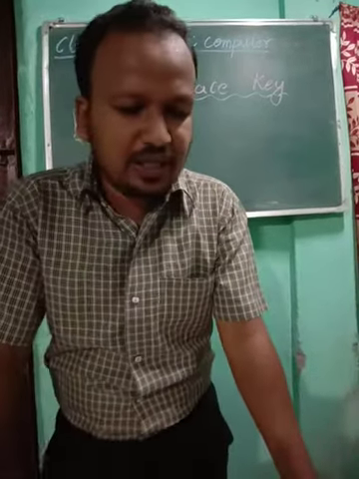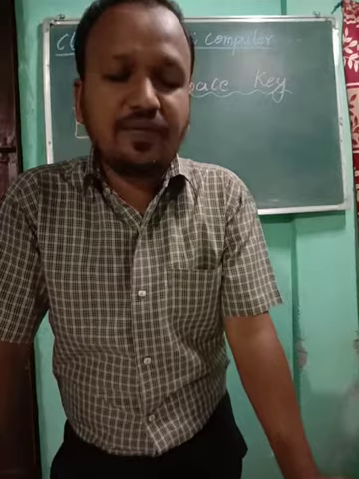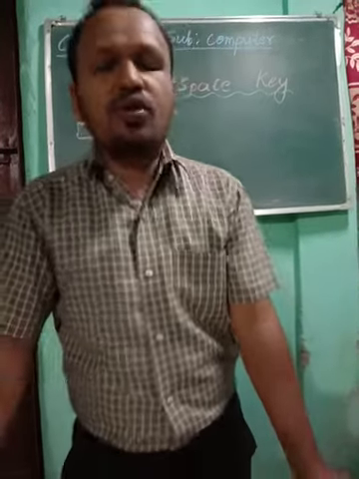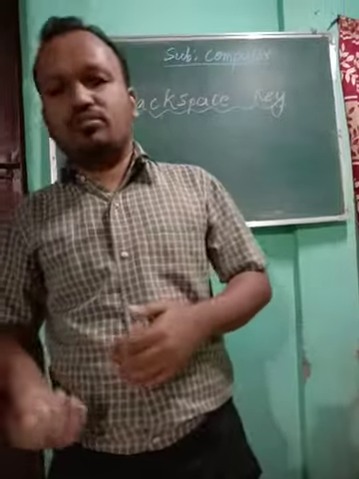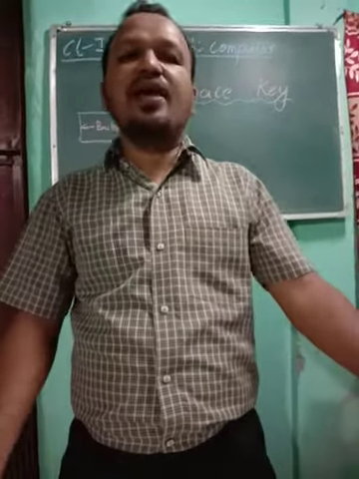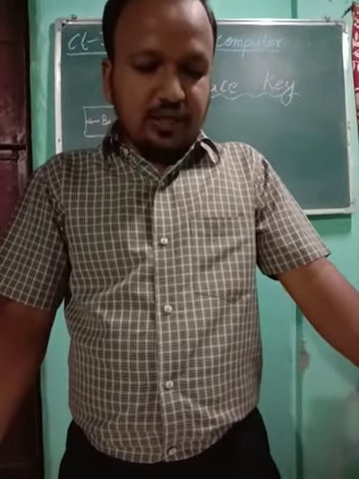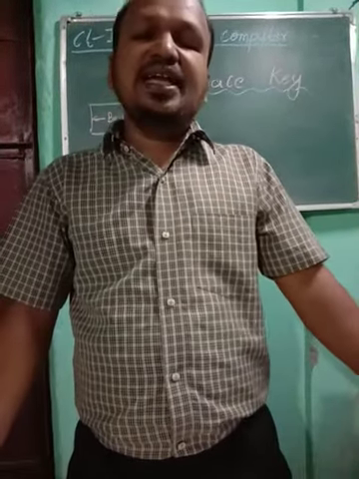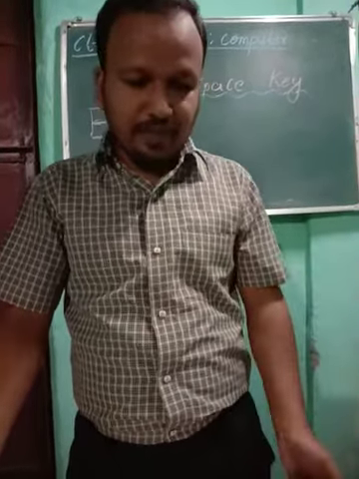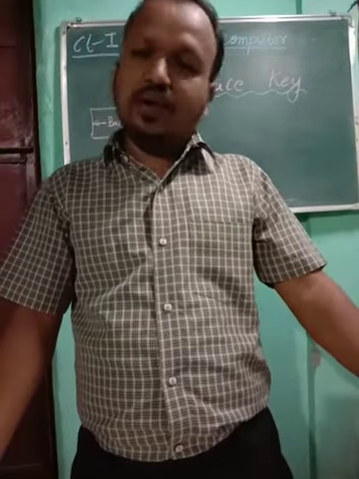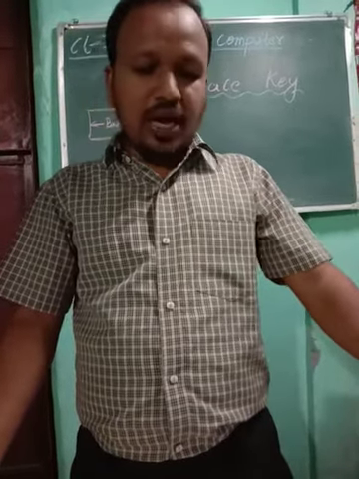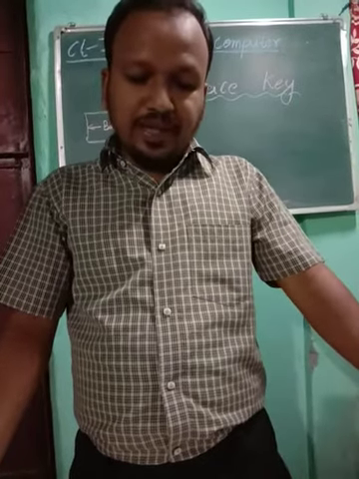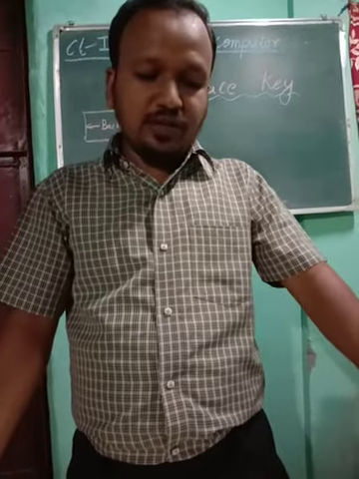So backspace key erases anything typed on the left side of the cursor. Okay, suppose you have typed something wrong, so it will erase from the left side of the cursor. So in your book one example is given. Suppose by mistake you want to write the spelling of computer, and you wrote it as computer with double R. So press the backspace key once to correct your mistake.